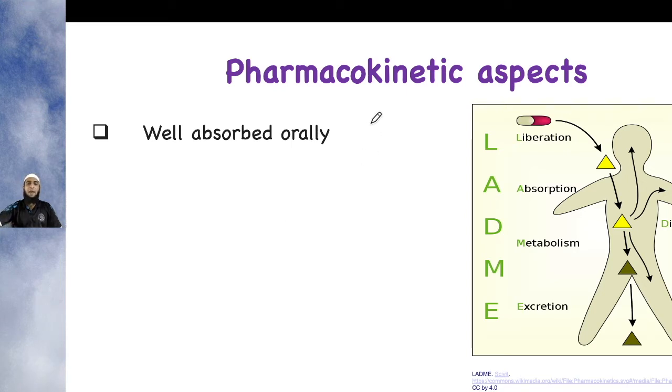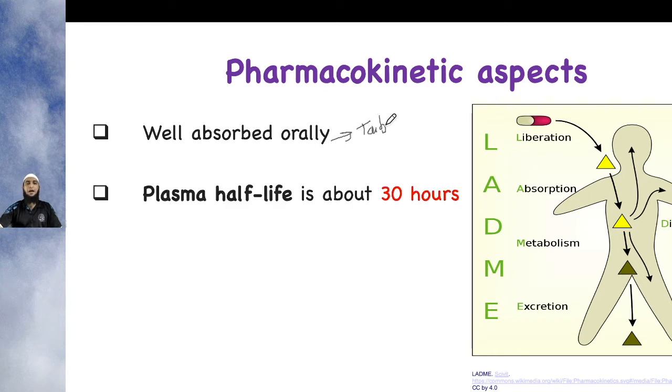Let's see the pharmacokinetic aspects of carbamazepine. Carbamazepine is well absorbed orally, so it is given as an oral formulation like a tablet. Another important part of its pharmacokinetics is its plasma half-life, which is very long, about 30 hours. Since it has a long plasma half-life, the drug can be given as a once a day dose.